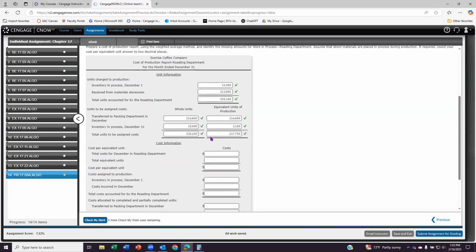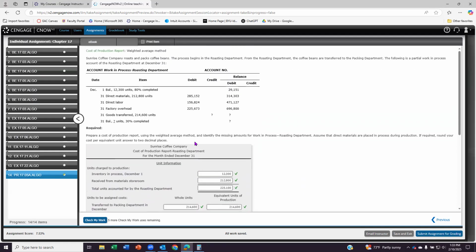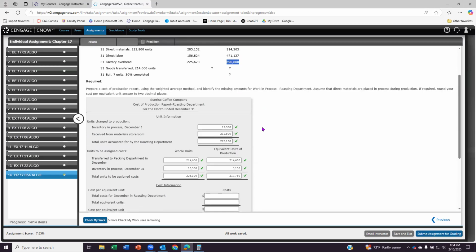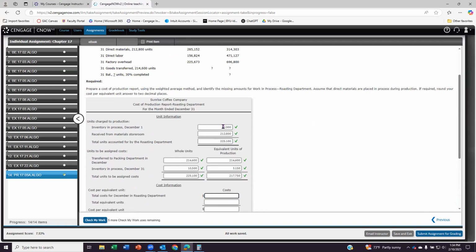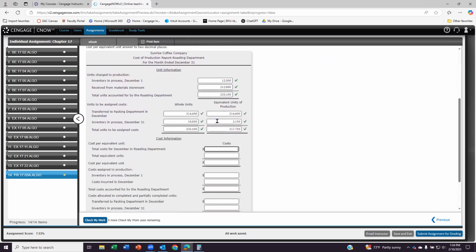So now we're going to get to costs. So the total cost for December in the roasting department is just going to be the balance of this account, right? This is the cost that we put in to finish those units, and then all of these other costs. So they add up to 696,800. Wait a minute, let me make sure. Yeah, I think that's right. And then our total equivalent units, we figured out right here, 217,750.